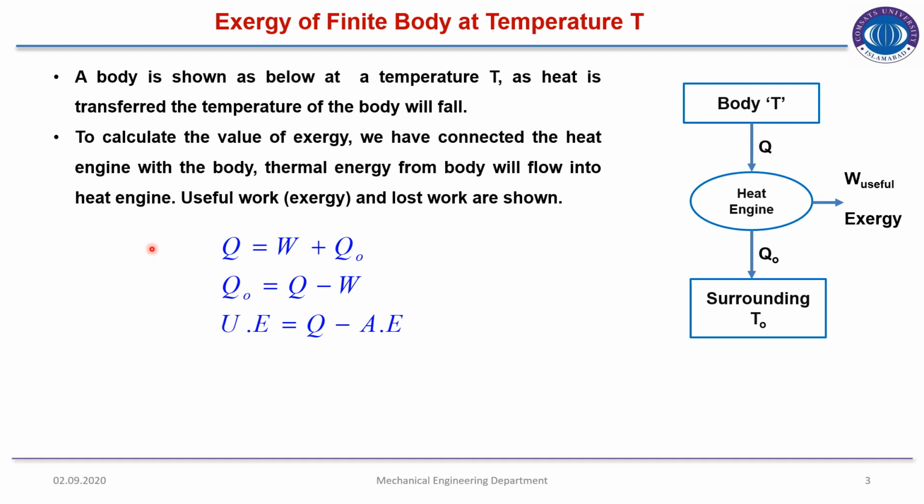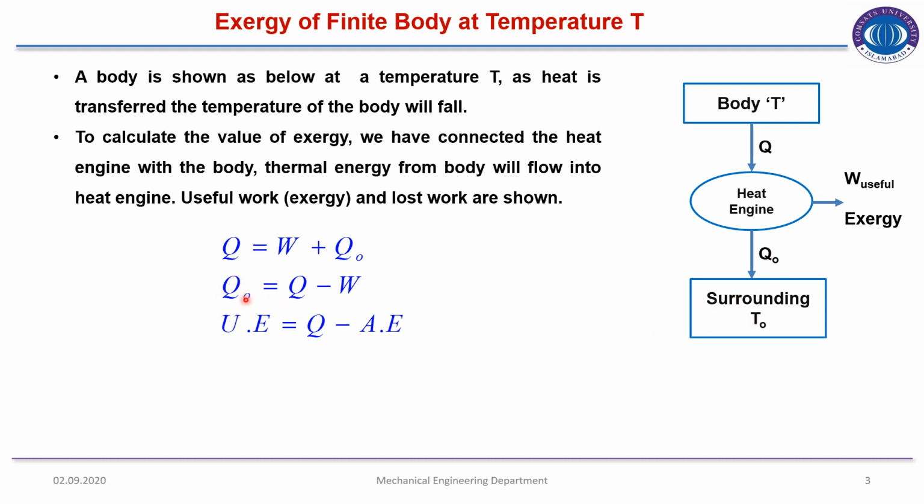Now according to the first law of thermodynamics, Q amount of heat is supplied to the heat engine. W amount of work is produced by the heat engine, and Q naught amount of heat is rejected by the heat engine into the surrounding. Q naught is the unavailable energy.